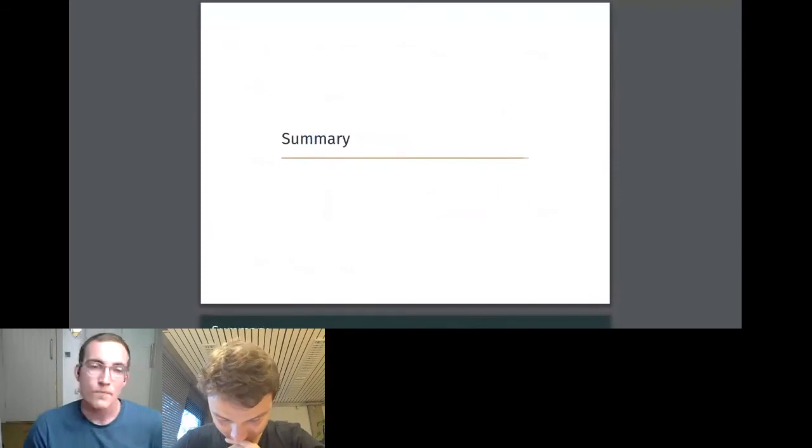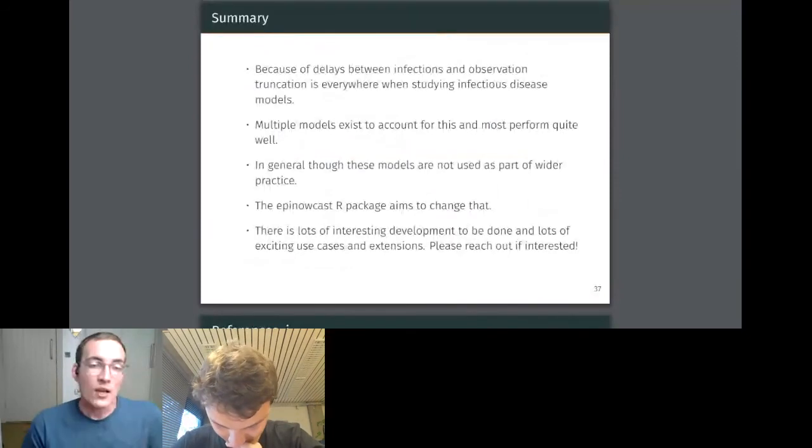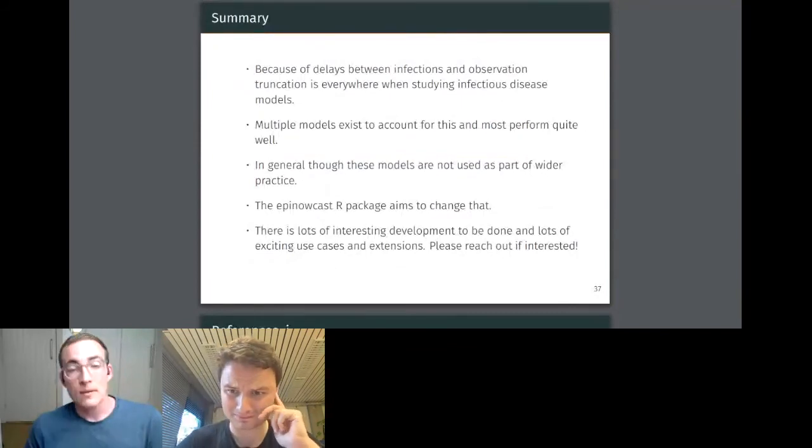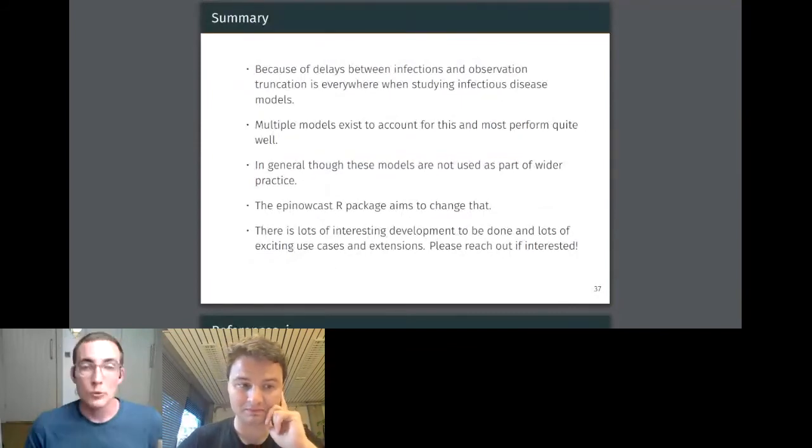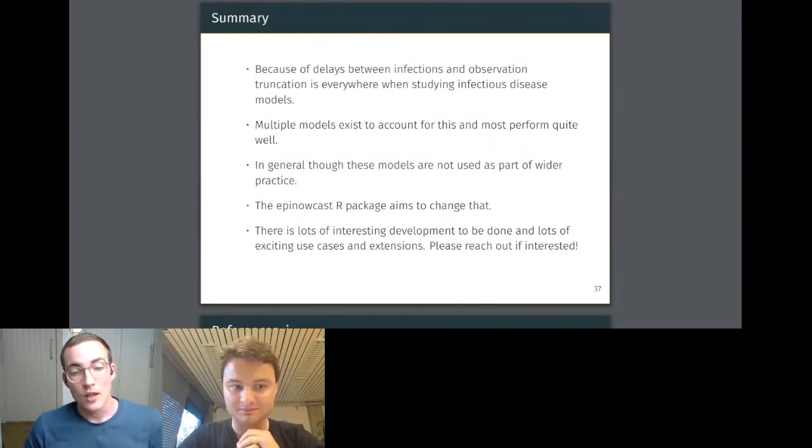And so in summary, what I presented today is a nowcasting implementation that is really important because there are so many delays between infections and what we observe, and that leads to truncations. There's been lots of models developed to look at this, and most perform quite well, but in general, they're very rarely used, and they're generally very hard to use. And the EpiNowcast R package is aiming to change that, and there's a lot of exciting development to be done.